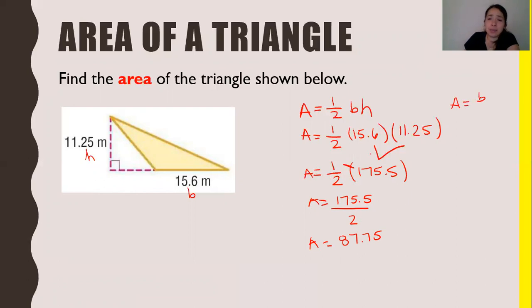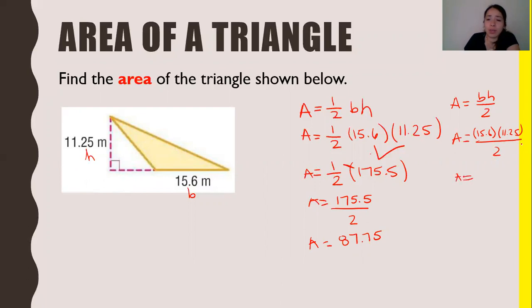Now, even easier than this would probably be using our other formula. Remember I said this is the same thing, base times height over 2? Because then you can take the base, you can take the height, and you can just divide that by 2.